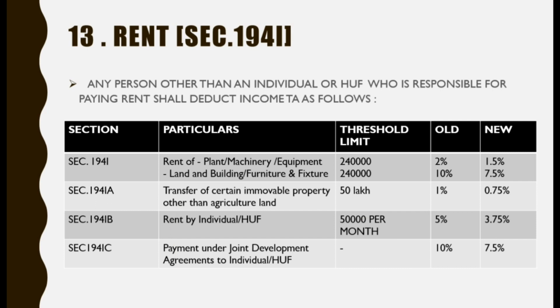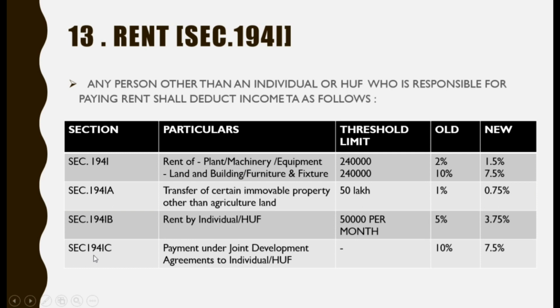Then come to the next point, rent. In the case of rent, section 194I says that if the rent of plant and machinery or equipment exceeds rupees 2,40,000, the person is liable for 1.5% as TDS. But in the case of land and building and furniture and fixture, the exemption limit is the same, but the TDS rate is 7.5%. According to section 194IA, on transfer of certain immovable property other than agricultural land, if the amount exceeds rupees 50 lakh, the person is liable for TDS of 0.75%. And according to section 194IB, rent by an individual or Hindu undivided family, if the amount exceeds 50,000 per month, should be taxable at 3.75%.